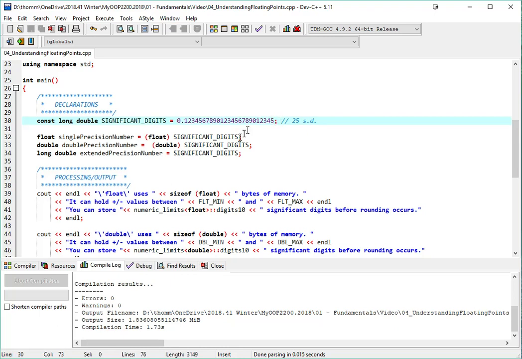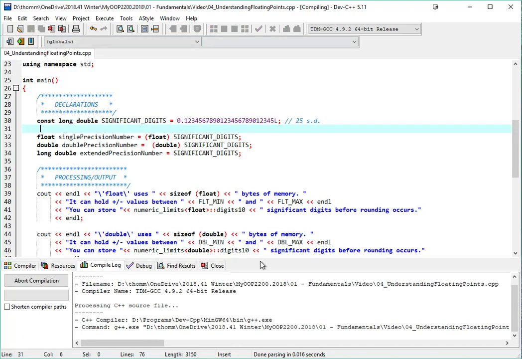To treat it as a long double, I have to add on to the end of it either an uppercase or lowercase L. I don't use lowercase l because it looks too much like a 1. So by adding that suffix, the compiler knows to treat this as a long double. Just by making that one change, I added the L in there. We'll go ahead and run it again.